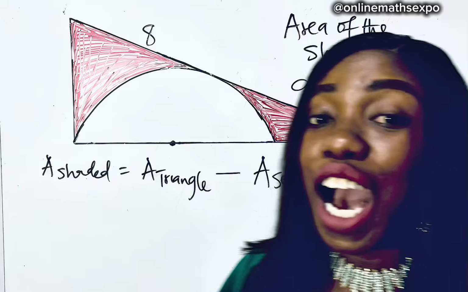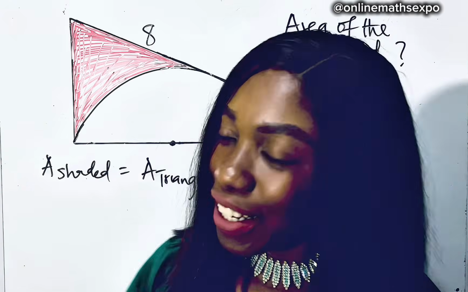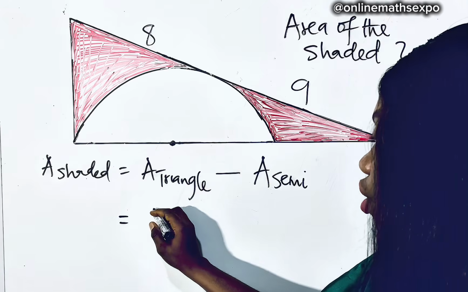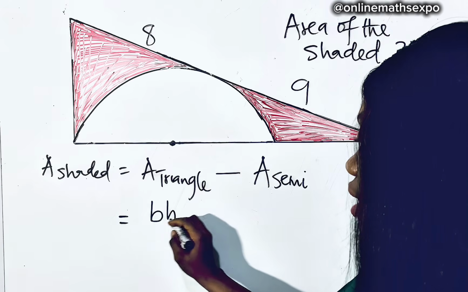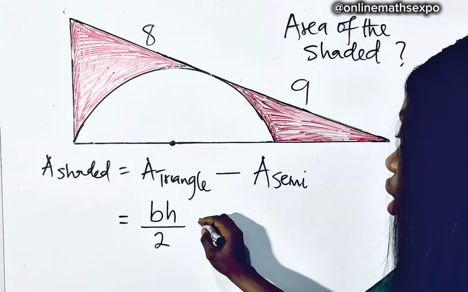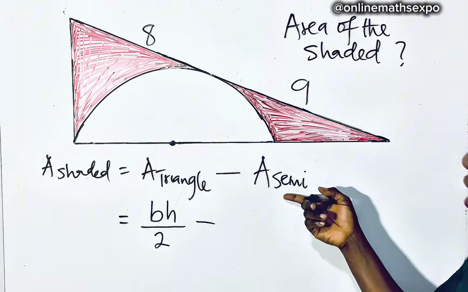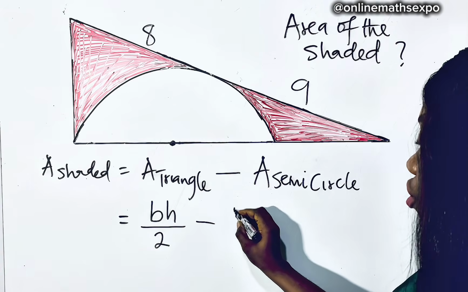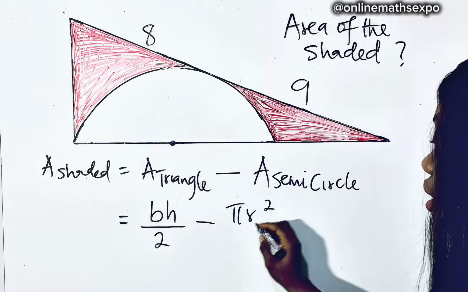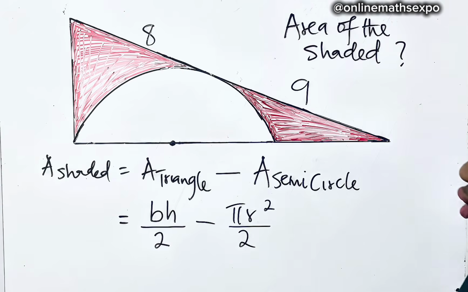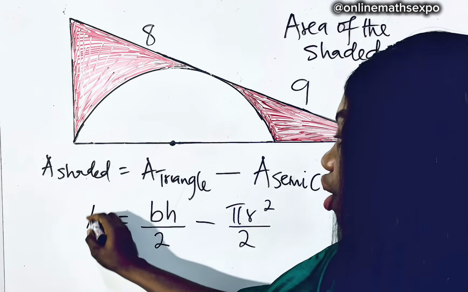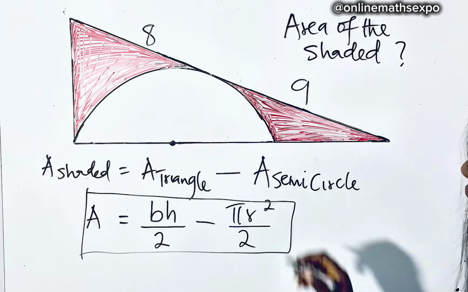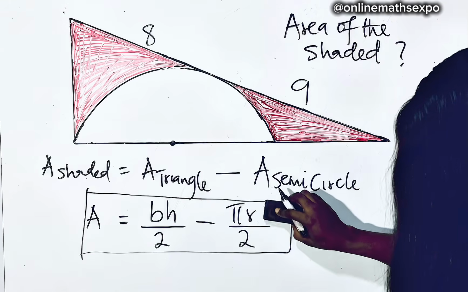Now, the question is, how do we get these areas? Let me show you how to do that. You know too well that for the area of a triangle, it's always the base times the height divided by 2, then subtract. For the area of a semicircle, you know that it is the area of a full circle, which is pi r squared, then you divide it by 2. So if we can do this, it gives us the area of the shaded part.